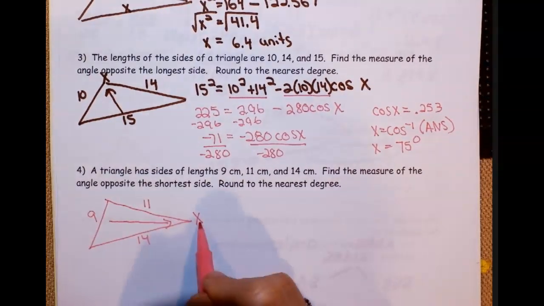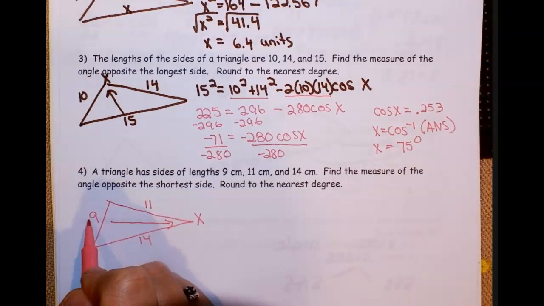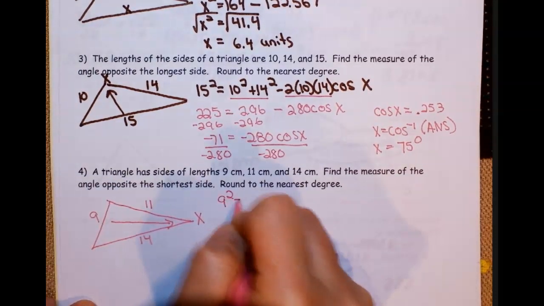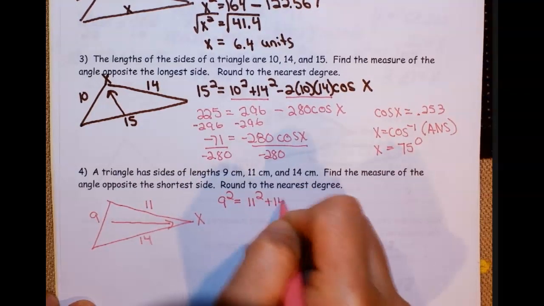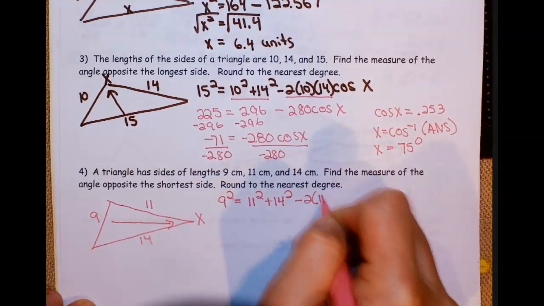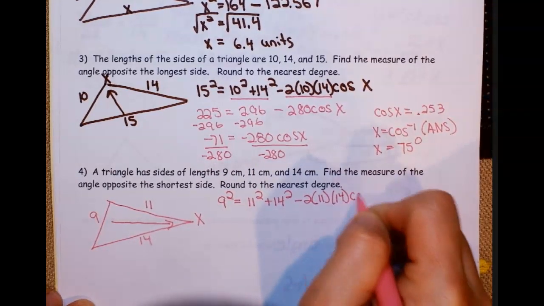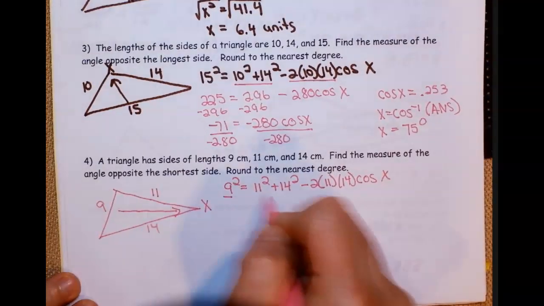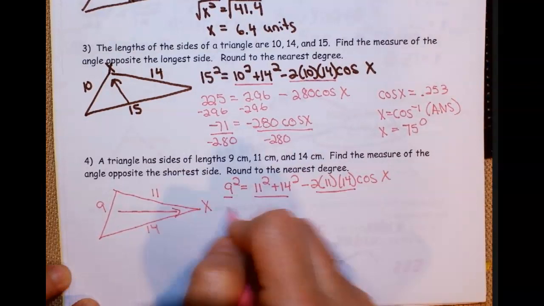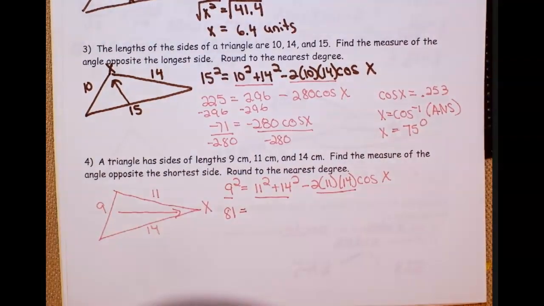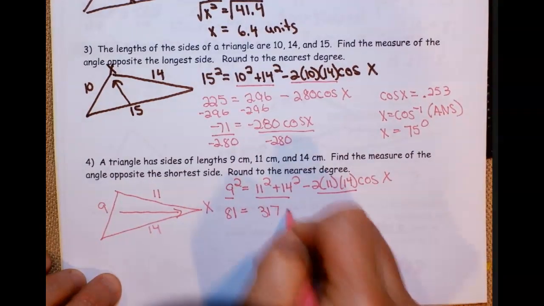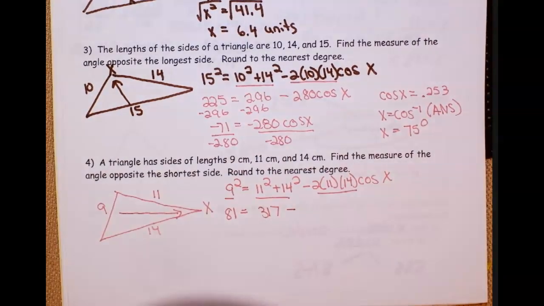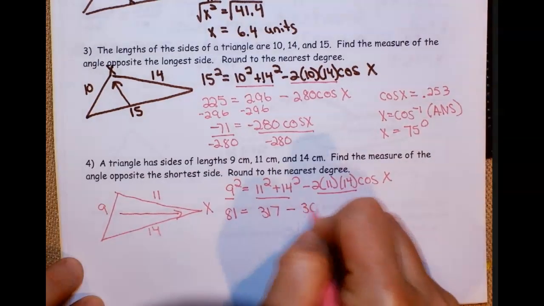All right, so we've got this angle, and again, the side across from it is the one that we're going to put out in front. So we've got 9 squared equals 11 squared plus 14 squared minus 2 times 11 times 14 cosine of x. Again, we're going to go ahead and plug each of these three pieces in. We've got 81, 11 squared plus 14 squared is 317. And 2 times 11 times 14 is 308.